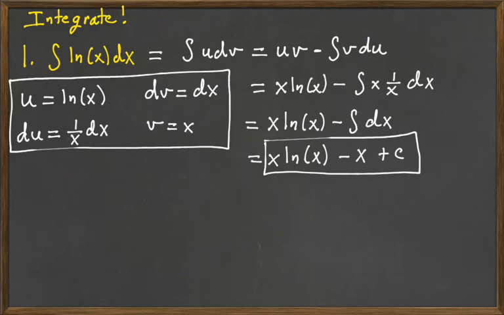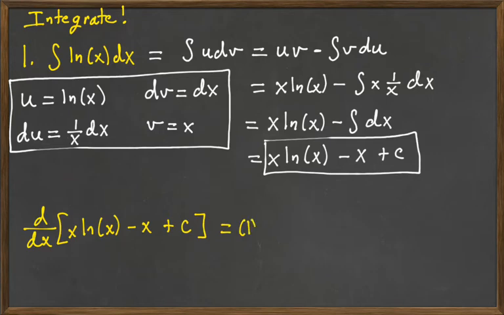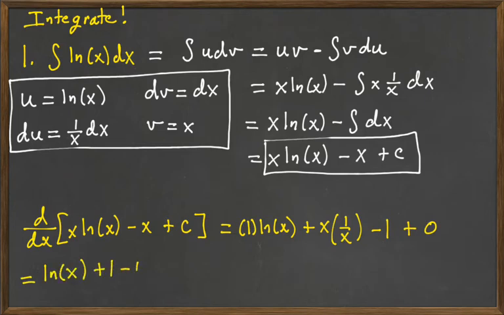And so with any antiderivatives, you're integrating, you can always check. So if you wanted to make sure you have the correct antiderivative, let's go ahead and take the derivative of this. So take the derivative of x ln x minus x plus the constant of integration. So that would be product rule. So 1 times natural log of x plus x times 1 over x minus 1 plus 0. So that's going to be the natural log of x plus 1 minus 1, and that's equal to the natural log of x, and that's what the original integrand was. So we have verified that this is, in fact, the antiderivative.